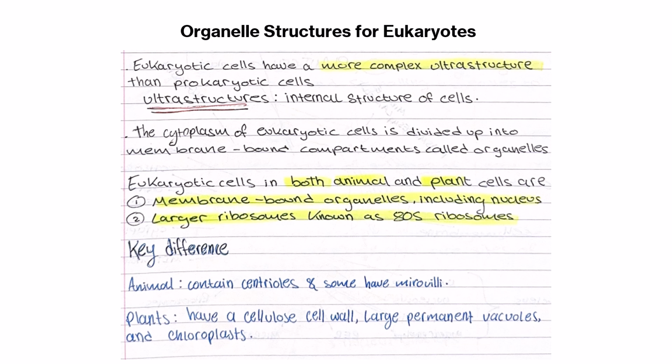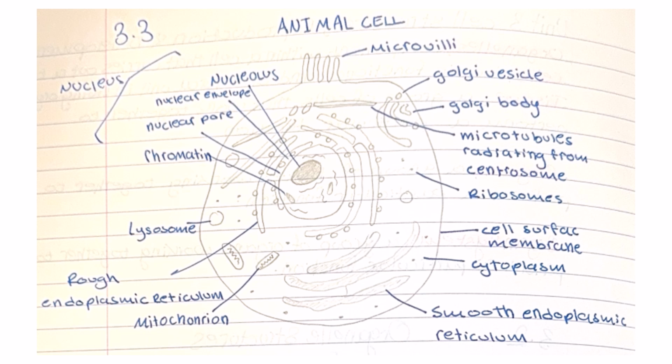The ribosomes for the eukaryotic cells are called 80S ribosomes. So the key difference is that animals contain centrioles and have microvilli, and plants have cellulose cell walls, large permanent vacuoles, and chloroplasts. So animal cells and plant cells are both eukaryotic cells. However, animal cells contain centrioles and microvilli, whereas plant cells contain cellulose and vacuoles, and of course chloroplasts, and animals don't have that.